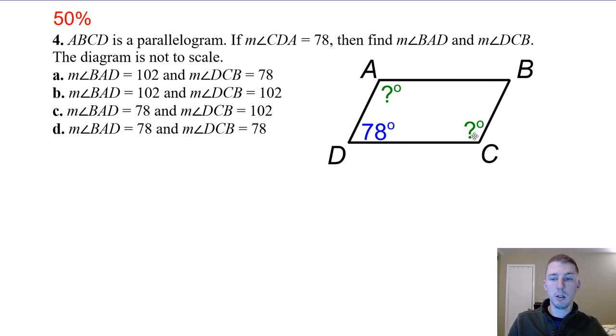So the other two just tell you the other two rays that form that angle. So CDA is angle D. So if angle D is 78, I would go ahead and fill that in the diagram. Then find the measurement of angle BAD and DCB, which is going to be angle A and angle C.